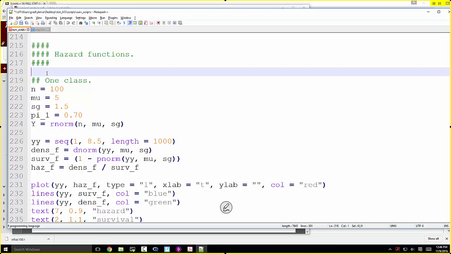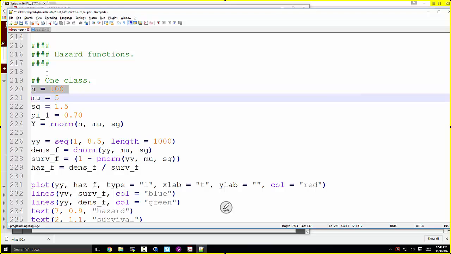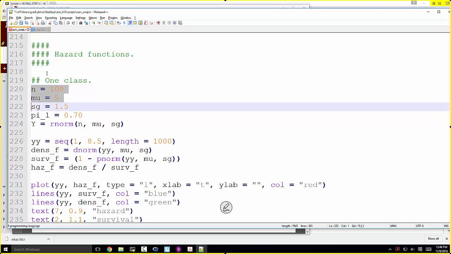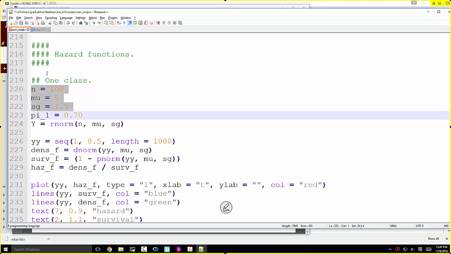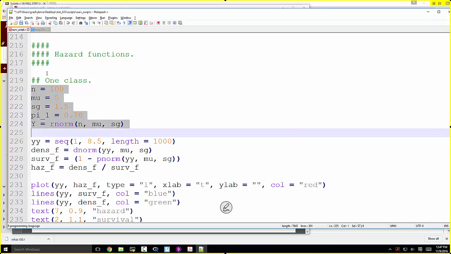In this script, we've been simulating data that are censored and trying different things, showing how to estimate survival curves and how to use the Kaplan-Meier and that kind of thing. So here's another simulation where I'm going to say a sample of 100 events or event times. The mean is 5, standard deviation is 1.5, 30% of the individuals will be censored, and I'm going to generate the times from just a normal distribution.